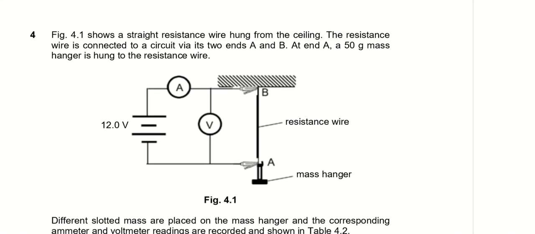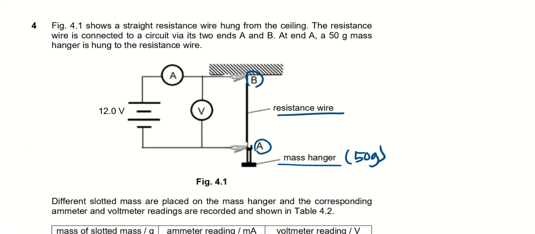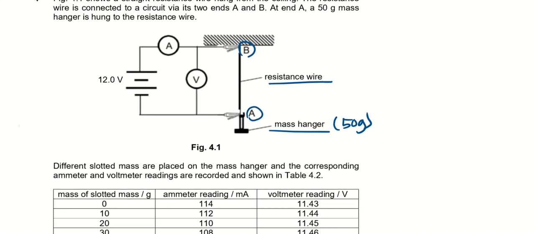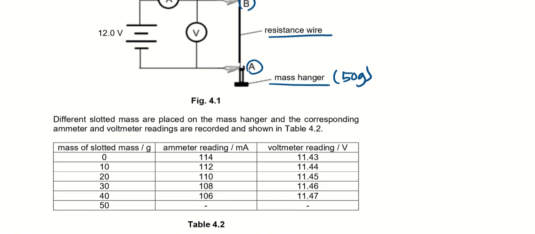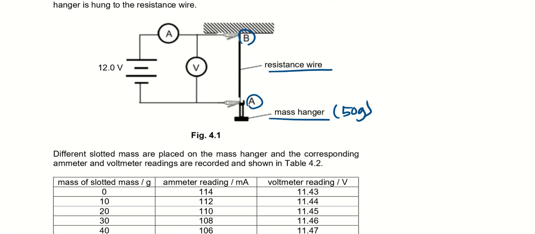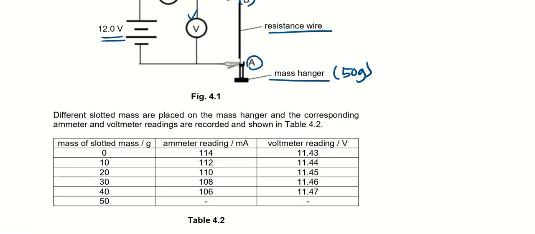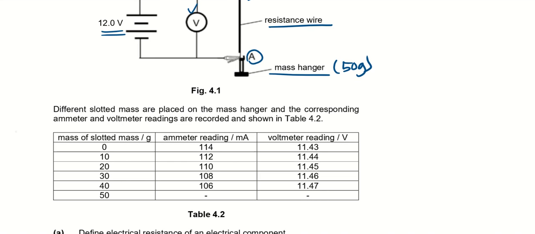Okay, the resistance wire is connected to a circuit via its two ends A and B over here. And this is our resistance wire. At end A, the mass hanger is already 50 grams. So that's how we add on more masses. Different slotted masses are placed on a mass hanger, and the corresponding ammeter and voltmeter readings are recorded, right? Ammeter, voltmeter, and this is 12 volts. So you see the ammeter reading at 0 is given, and so on and so forth.